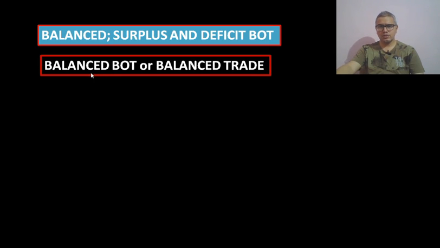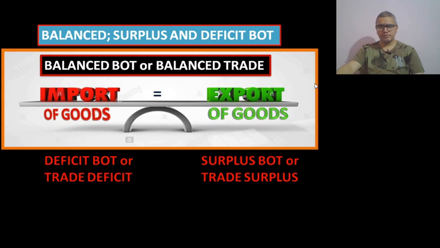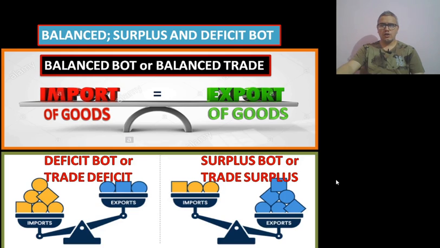Now let's see, what do we mean by balanced balance of trade or balanced trade? Here, import of goods and export of goods will be equal. Whenever the import of goods is equal to the export of goods, that is its monetary value, the amount of import of goods is equal to the amount of export of goods, we will call it balanced balance of trade, or in short we can call it balanced trade. Okay. Now further, there can be deficit balance of trade or trade deficit, or surplus balance of trade or trade surplus. So how will it take place?